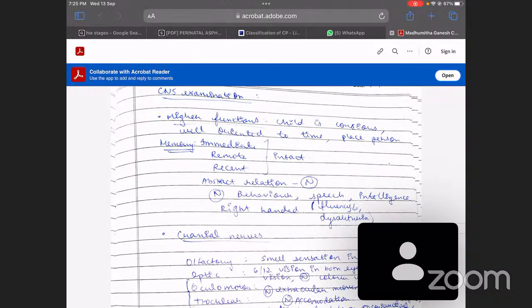How is speech and intelligence? You cannot say anything. Right-handedness: the child is right-handed, his preference is the right hand. Behavior is normal. But this abstract relation is so normal. Also, you cannot comprehend.